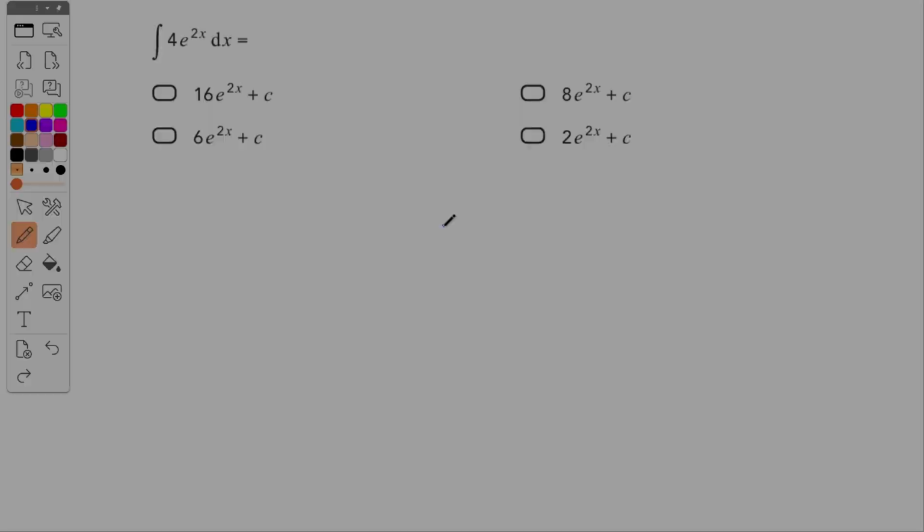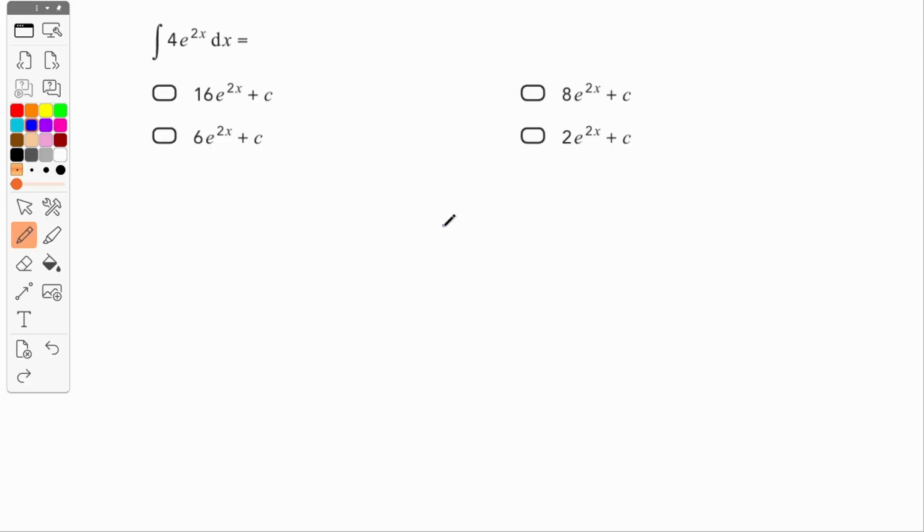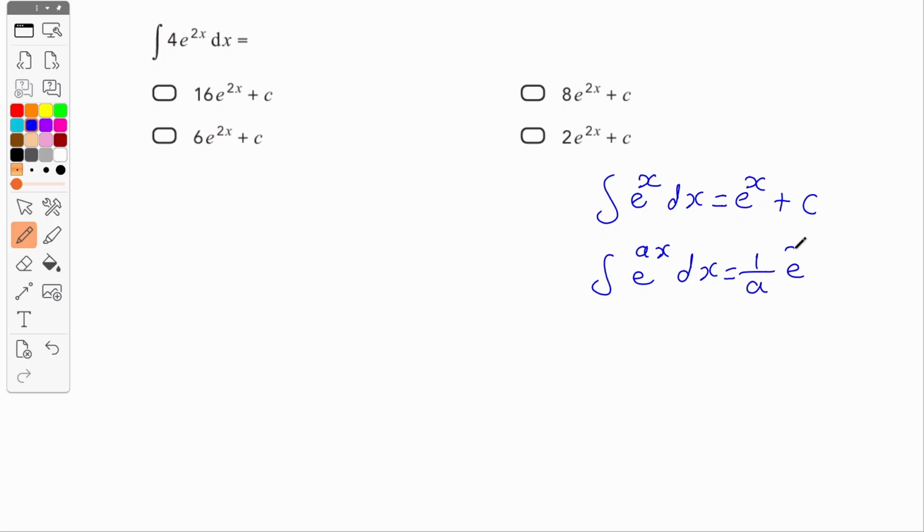Next one, the integral of 4e to the 2x dx. We studied this formula: the integral of e to the x dx will be itself, e to the x plus c. And the integral of e to the ax dx, you should divide by this a, the coefficient of x, so it will be 1 over a, e to the ax plus c.